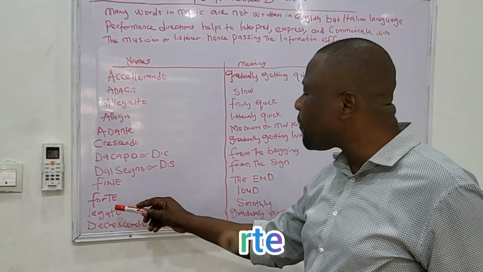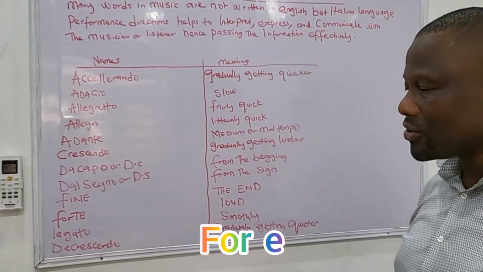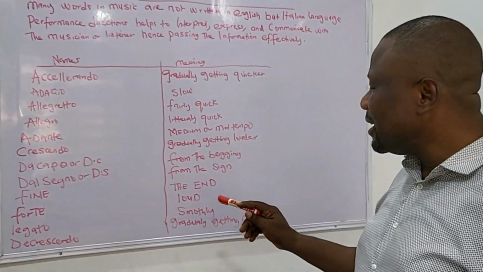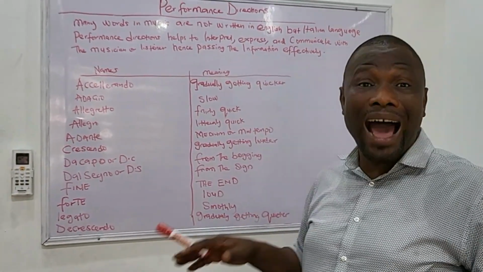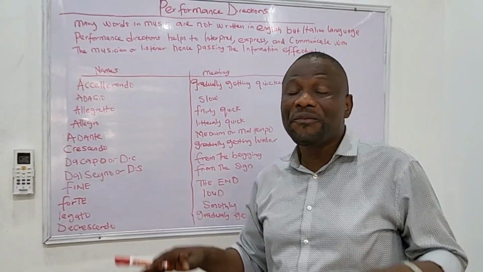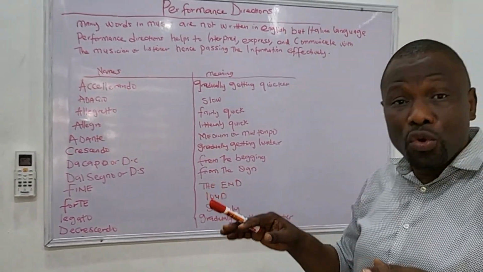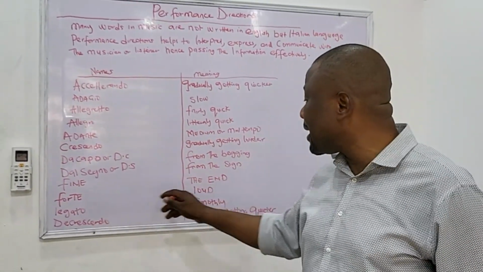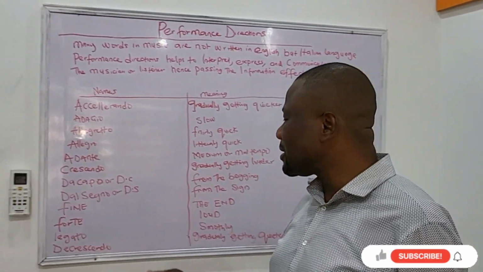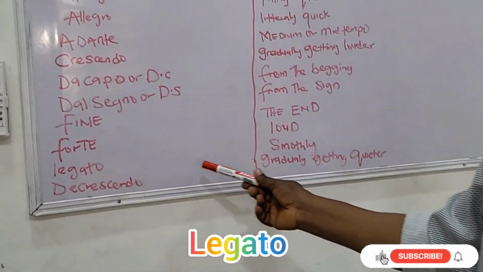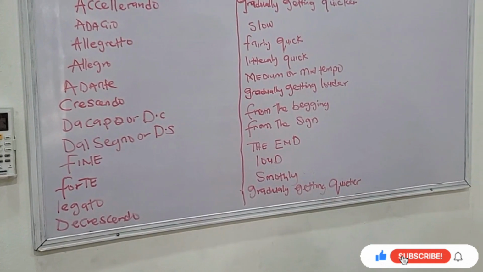There's a word called forte in music. It indicates that this music you're about to play, you should play it loud. Not fairly smooth, not low. It should be played loud. Forte means loud. You can see something they call legato in music. It means you should play this music smoothly.